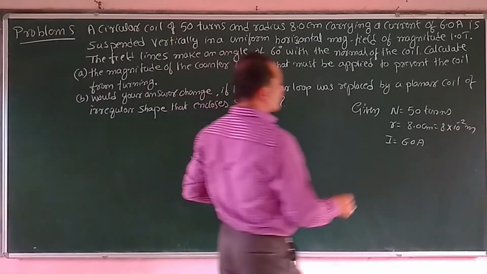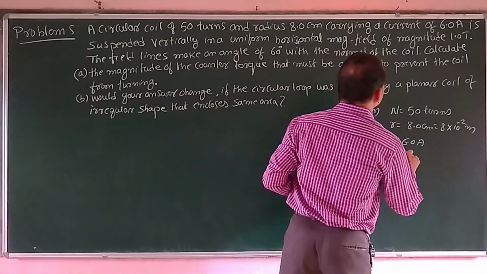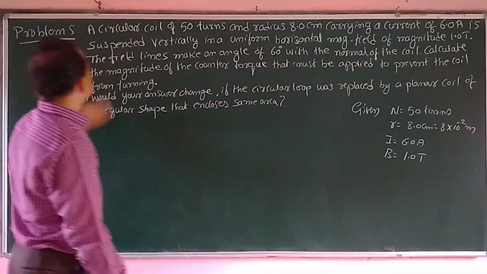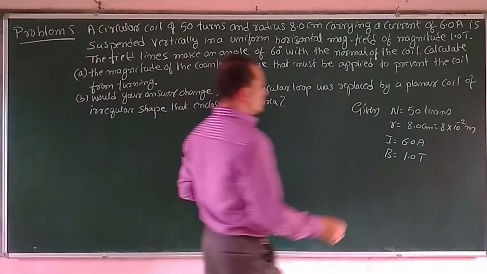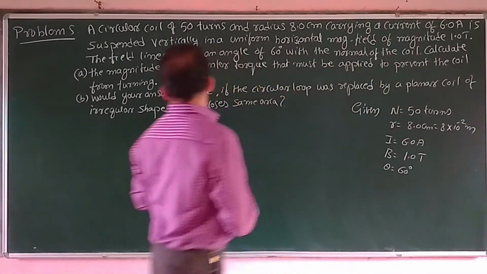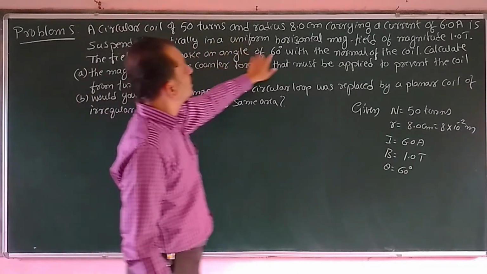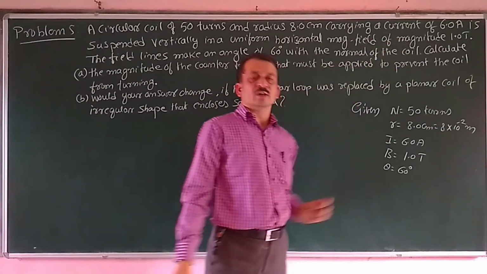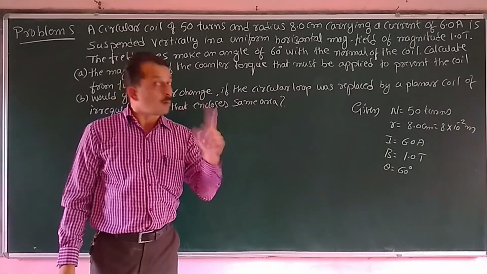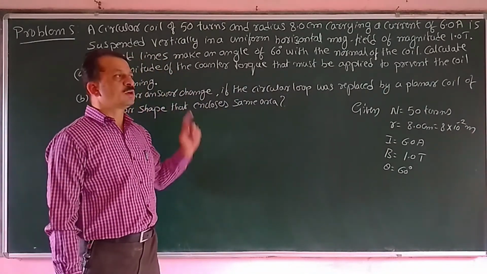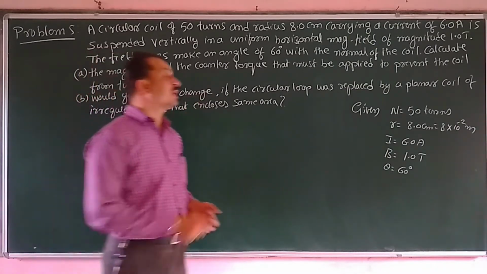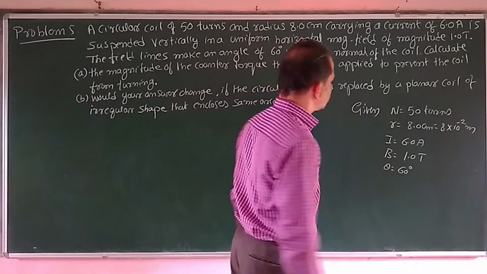Placed in a uniform magnetic field. The magnitude of the magnetic field is simply 1 Tesla, that is given. It is making an angle of 60 degree. Now theta is equal to 60 degree. The field lines make an angle of 60 degree with the normal to the coil. Normal to the coil indicates the direction of the magnetic moment of the coil. Remember it. Normal to the coil always indicates the direction of the magnetic moment. So therefore the angle is 60 degree.